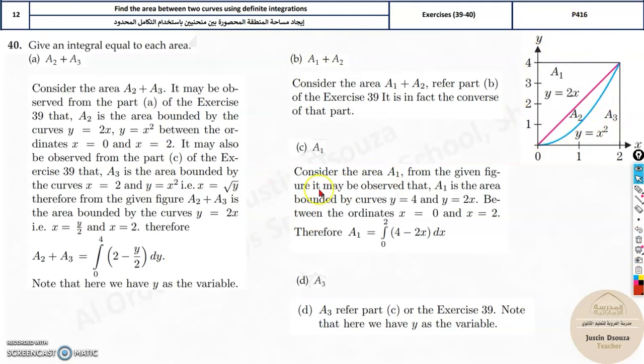Please be careful with the formulas. Just remember the limits. Whenever you're dealing with the x-axis limit, that means it's upper function minus lower function. When you're dealing with y, it's the right side minus the left side. So that's the main concept.